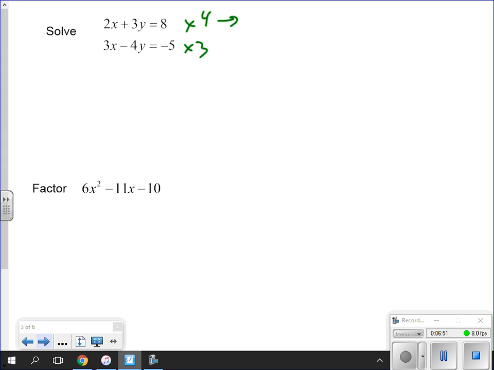So 4 times everything in the top equation. 4 times 2x gives me 8x. 4 times 3y gives me 12y. 4 times 8 gives me 32. Same thing on the bottom, multiply everything times 3. 3 times 3 gives me 9x. 3 times negative 4 is negative 12. Important to watch your negatives. 3 times negative 5 is negative 15.